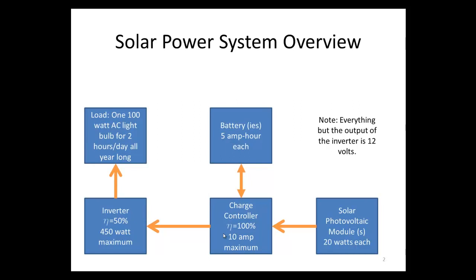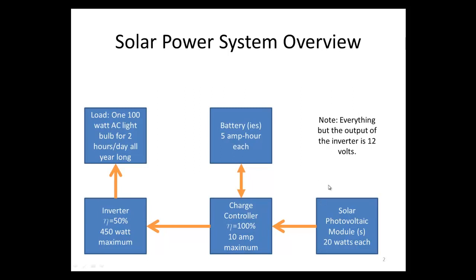We're also going to include some batteries in our system. Right now we don't know how many. We rate batteries in something called amp hours. Again, 1 amp hour is providing 1 amp for 1 hour. We're going to say each battery can hold 5 amp hours, so we'll have to figure out how many we need. Then we also have our solar photovoltaic modules, which take sunlight from the sun and make electricity. We're going to say they're 20 watts each, and again, we're going to have to figure out how many of those we want.